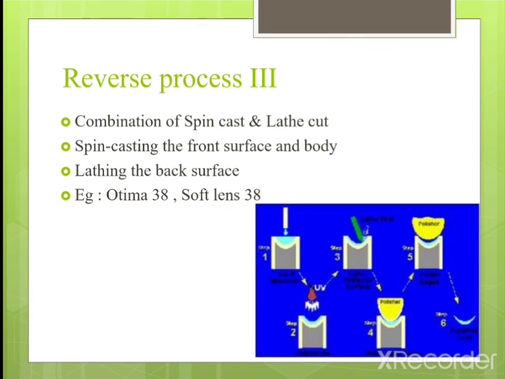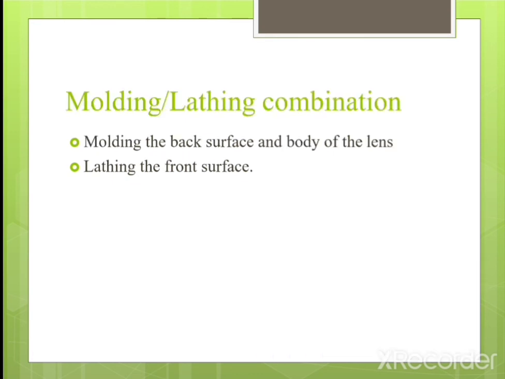As you can see in the first image, we are just putting the monomer on the material. After that, we go for UV light. Third, we give the spin casting, or give the curvature. After that we go for polishing of both surfaces. At last, in step six, the finished lens, the contact lens is made.